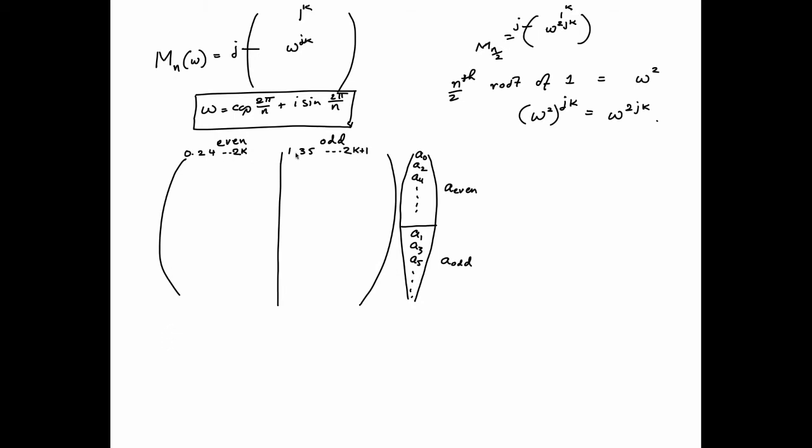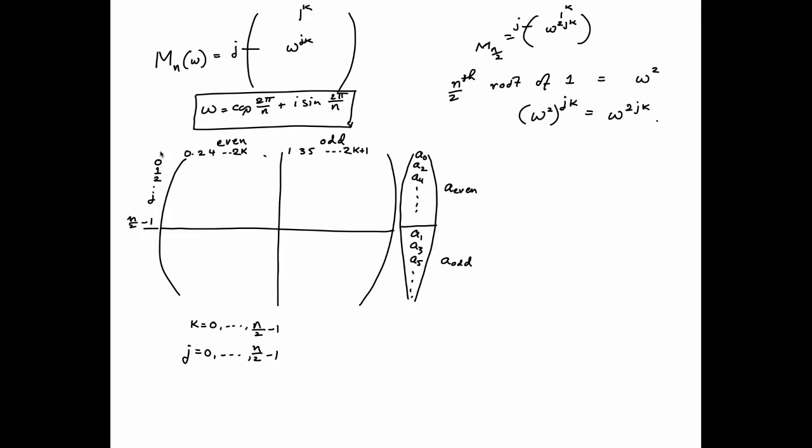But now remember, k is only going from 0 to n over 2 minus 1, right? So you go 0 up to twice of this, n minus 2, and so on. Now just to divide up the matrix further, let's split it up into top half and bottom half. So let j also go from 0 to n over 2 minus 1. So we number 0, 1, 2, and so on through j, all the way down to n over 2 minus 1.